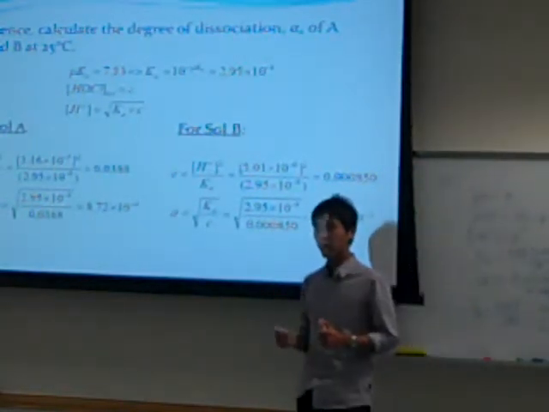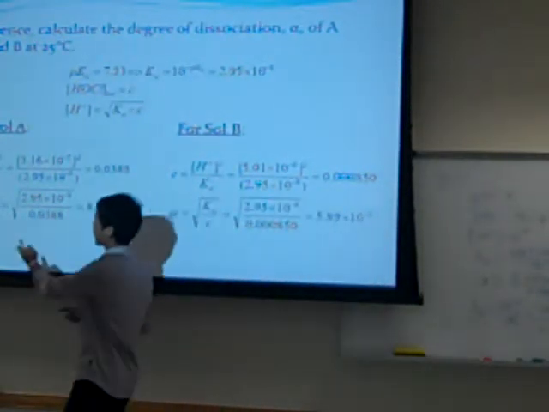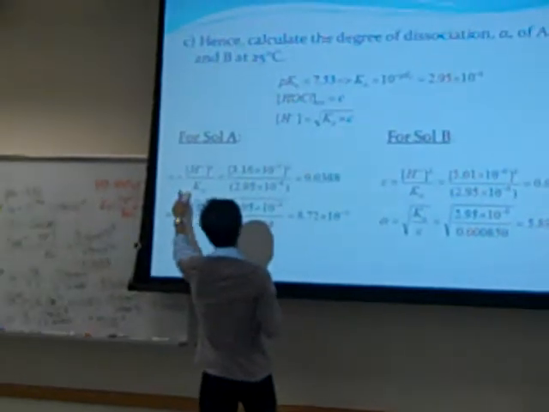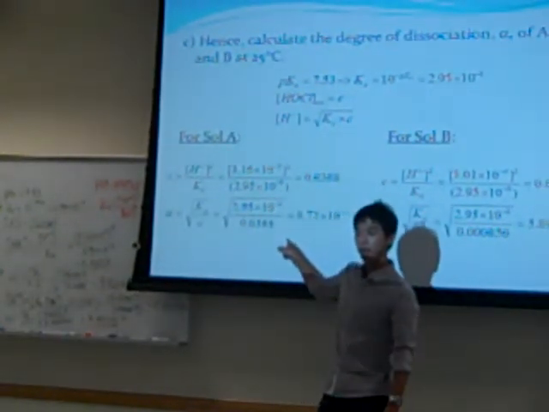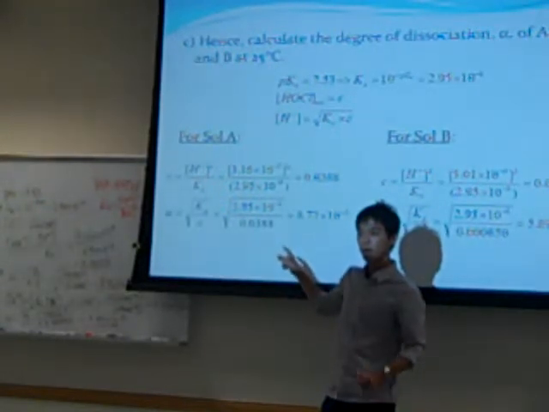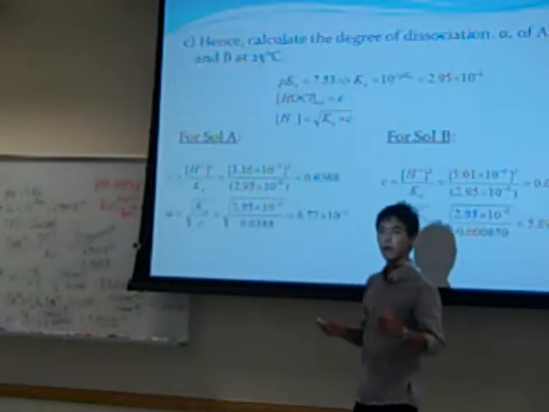Do you all find it confusing as to why it is so? Do you all understand what I am trying to say? In this case I start with a higher concentration, so I have a higher H plus concentration, but my degree of dissociation actually decreased. Is that confusing to you all? Okay, I'll explain it.